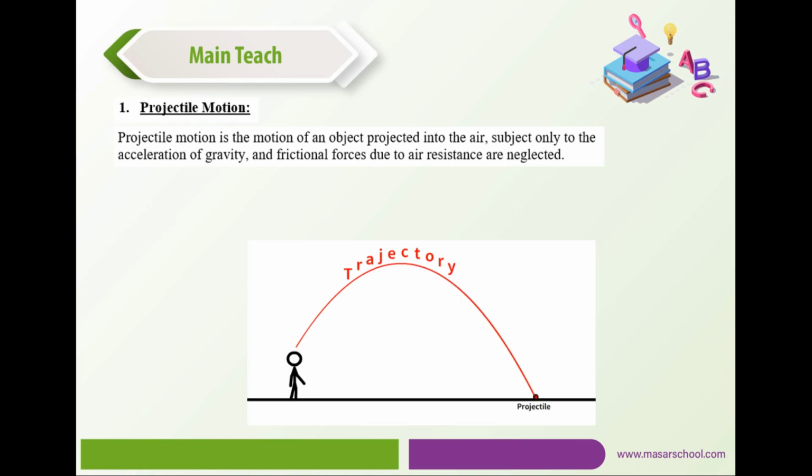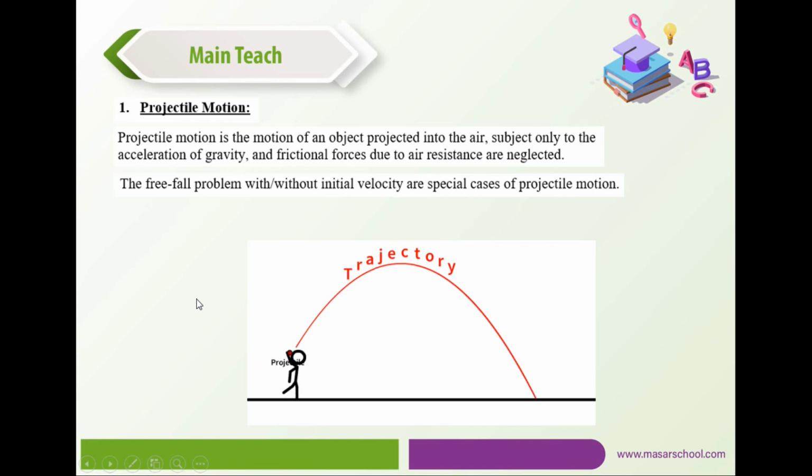Projectile motion is the motion of an object projected into the air, subject only to the acceleration of gravity, and frictional forces due to air resistance are neglected. So here we can see this student throwing an object, giving it an initial velocity, and along the trajectory, which is the path followed by the object, the only force acting on this object is the force of gravity, and in this case this is known as projectile motion, in which air resistance is neglected.